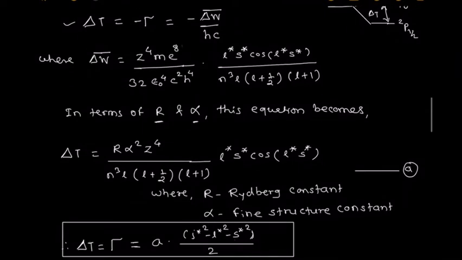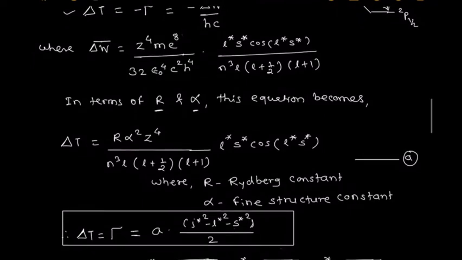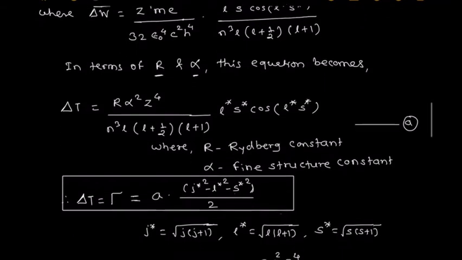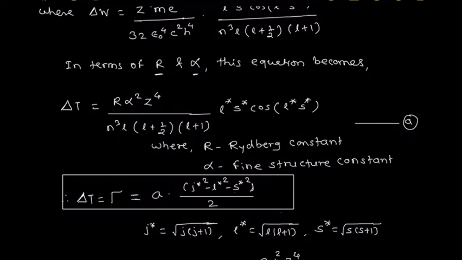Here that total term we again write in terms of another constant. That constant is A, and L star S star cos L star S star is the cosine of the angle between L star and S star. If L star and S star are coupled together about their resulting vector J star, then the cosine angle between L star and S star also remains constant.